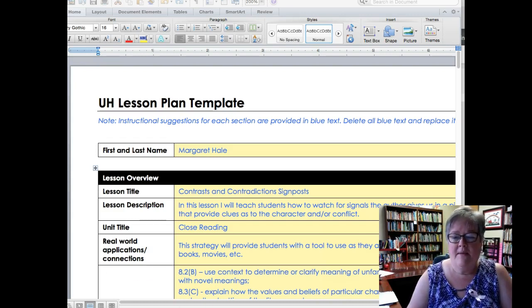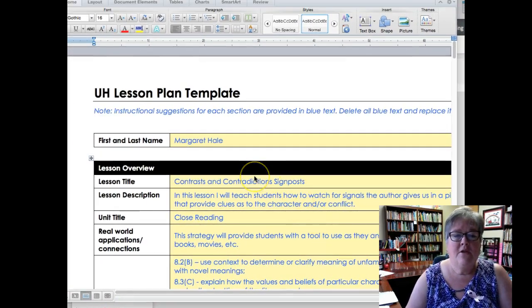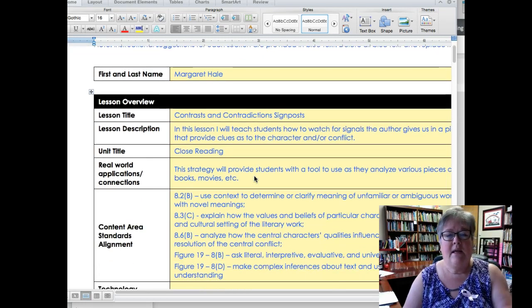So let's talk about this U of H lesson plan template for a minute. Here is my contrasts and contradictions lesson written up using the template. I've posted this on Blackboard for you as well, so you can see how it works. I just want to walk you through how this template works.